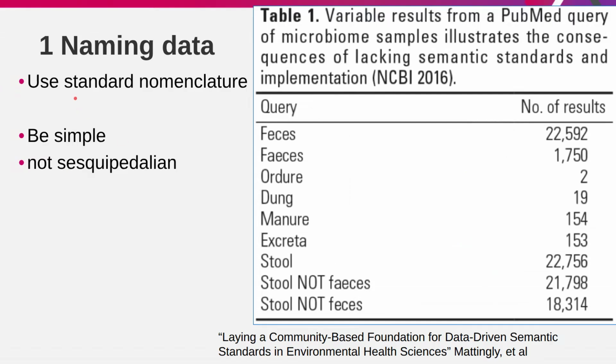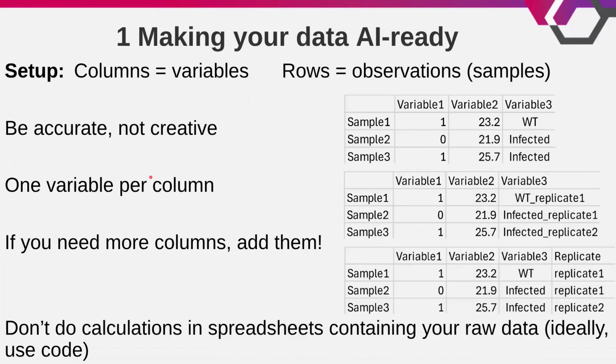Using standard nomenclature is quite challenging for the community. So be simple, not sesquipedalian. You can see this if you look at microbiome studies, where there are a lot of different terms for feces. Using the same term to describe something is probably a good idea in terms of making data more findable, consistent, and accessible for others. You see all these different words that are used for feces, and this makes it more challenging to work with when you're trying to search for things. So for data, don't be creative, be accurate.